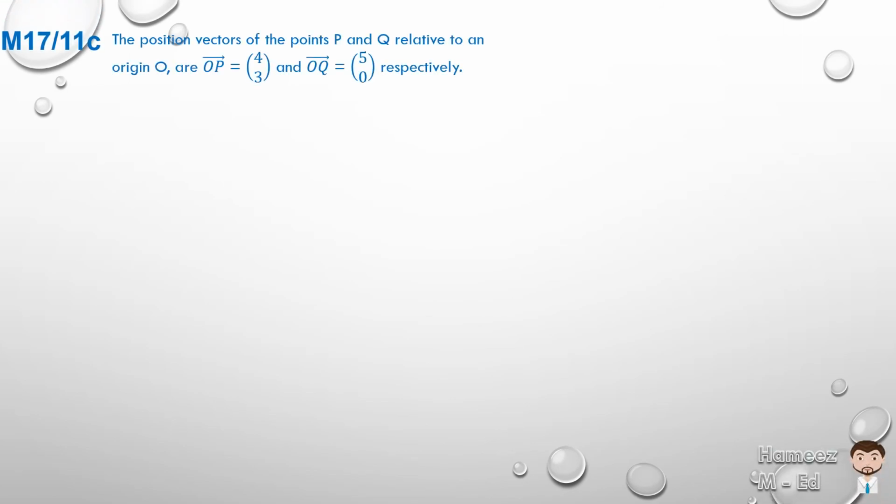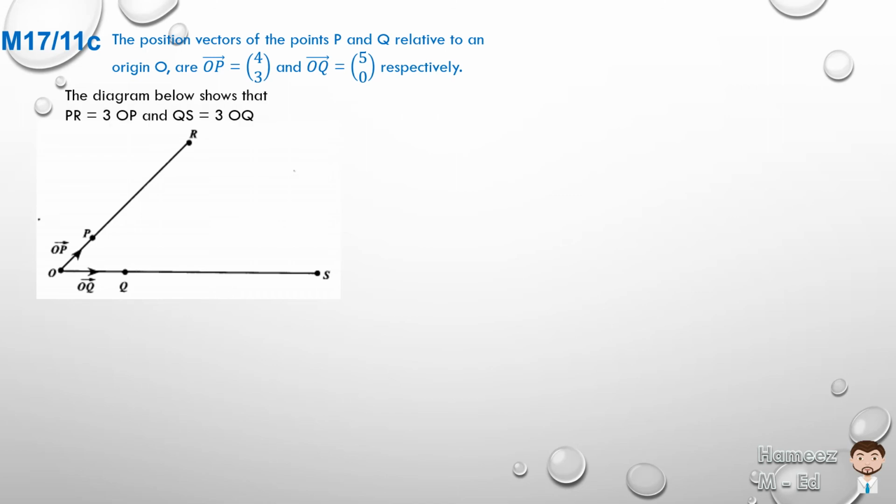May 2017, number 11C. The position vectors of the points P and Q relative to an origin O are OP equal to (4, 3). So if we look at our sketch, from O we move 4 units to the right and 3 units upwards. So we get the general slope there from O to P. And OQ is (5, 0) respectively. We start from O and move 5 units to the right, on a flat line. That will give us Q.